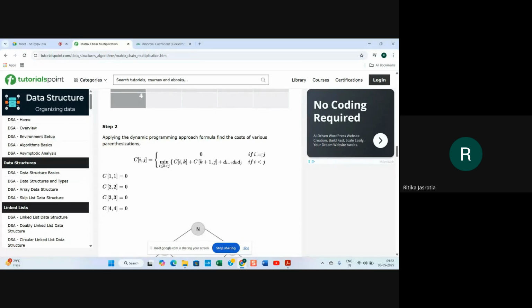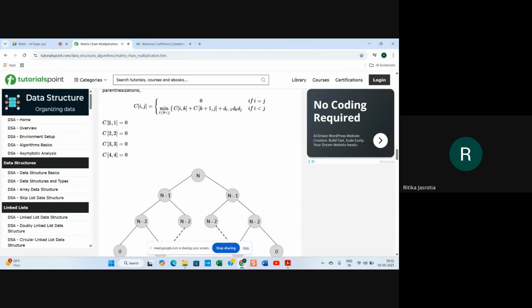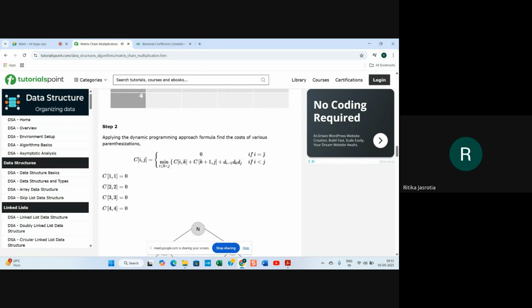If i is not less than j, it is equal to j, then Cij will be equal to 0. According to this formula, you will keep on finding the cost of the parameterization. So if you find C11, where the indices i and j are both equal, 1 1, your value of Cij will be 0. So C11, C22, C33, C44 all will be 0, right? Because i is equal to j.